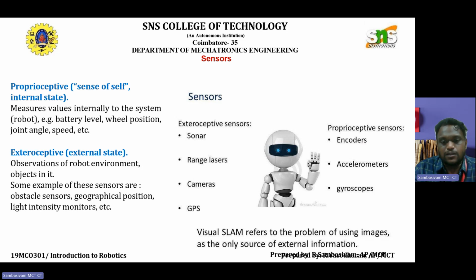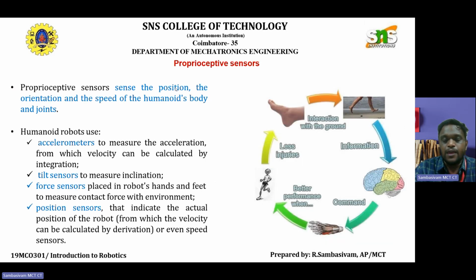These sensors in robotics are categorized into different categories, as I said: external sensors like sonar, range sensors, cameras, and GPS, while internal ones are proprioceptive sensors like encoders, accelerometers, and gyroscopes, which give the rotation of joints and other values. These can be explained using these types of sensors. Apart from that, visual SLAM refers to the problem of using images as the only source of external information. So this is how the sensors work, as we discussed in detail.